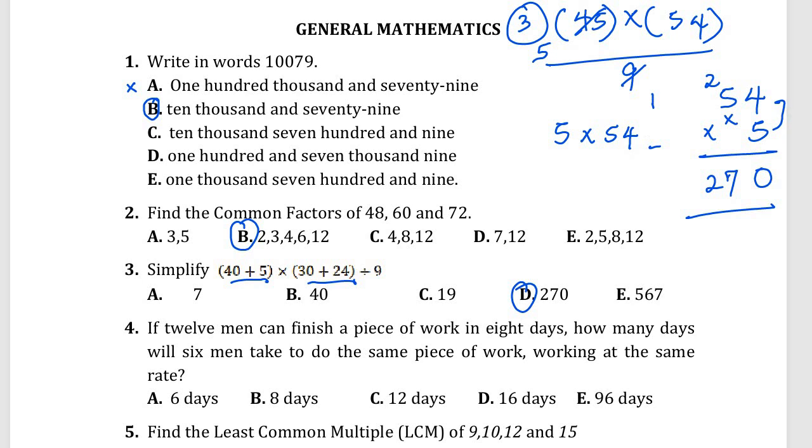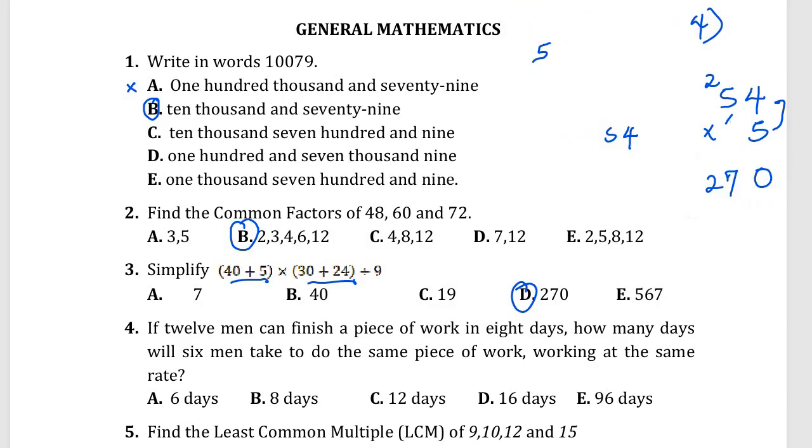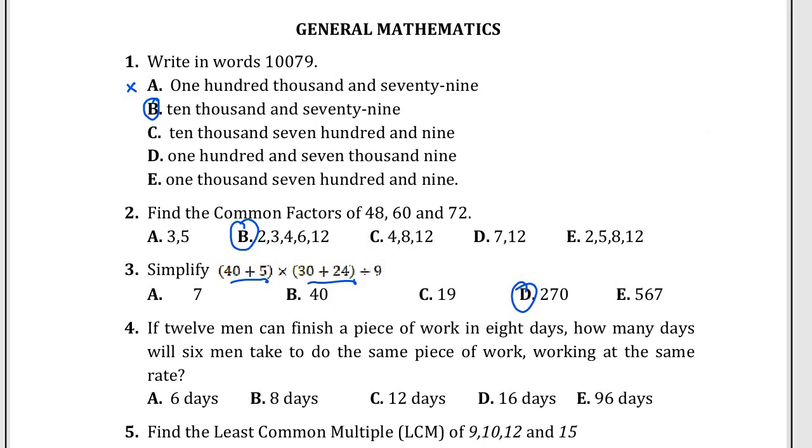Question number 4. Question 4 says, if 12 men... okay, let me write 4 here so you can know the number where we are. If 12 men can finish a piece of work in 8 days, how many days will it take them if the men are reduced to 6, if they work at the same rate?